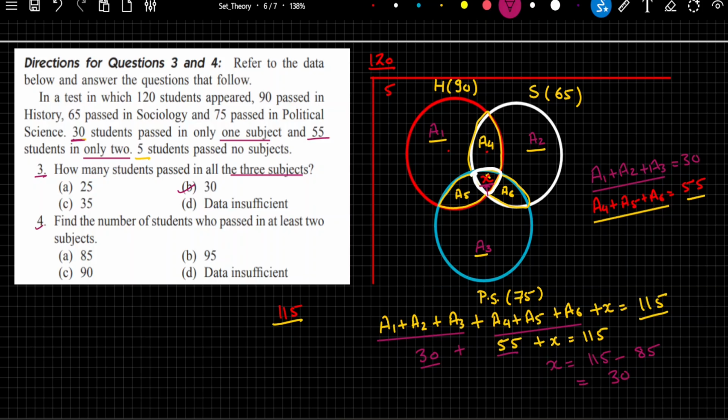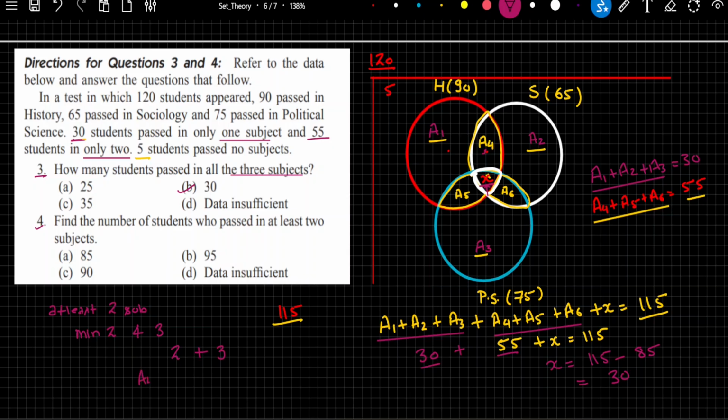Find the number of students who passed in at least two subjects. I have to find students who passed in at least two subjects. At least two subjects means I have to start from a minimum of 2, and the maximum, since there are only 3 subjects, can go up to 3. So I'll first write down students who passed in only 2 subjects, and then I'll write students who passed in all the 3 subjects. So let me find the areas.